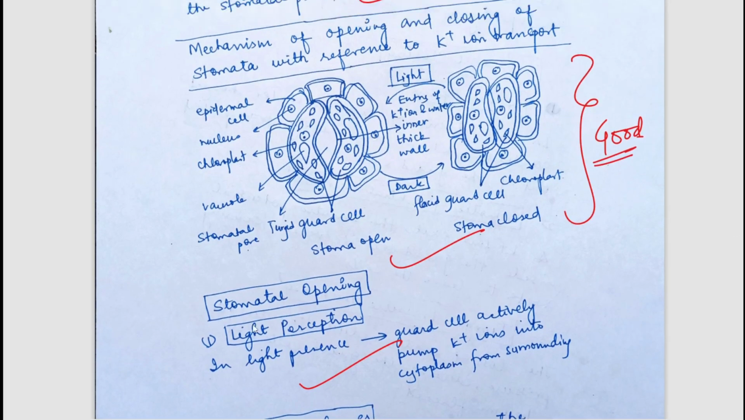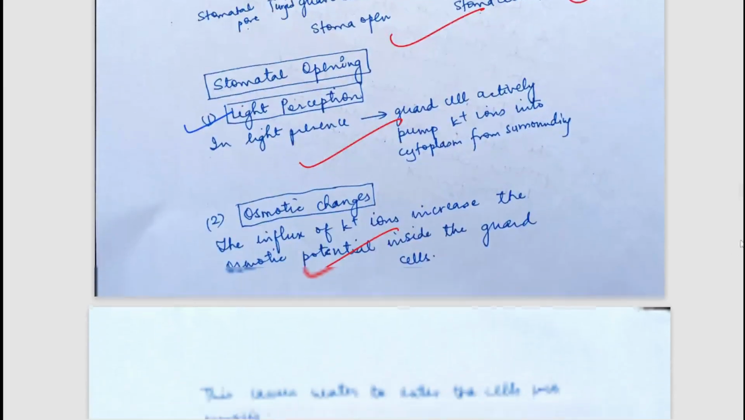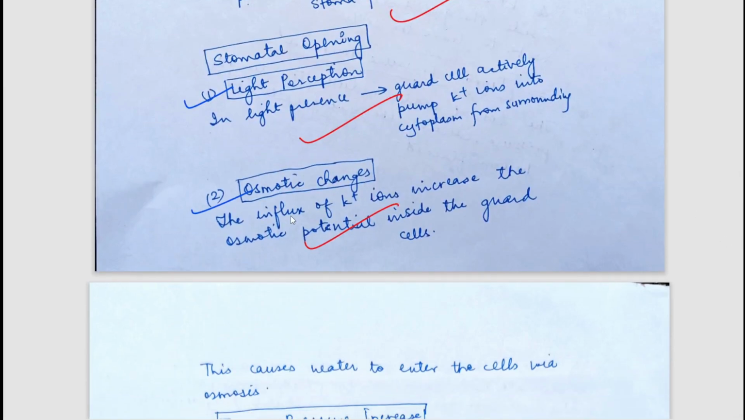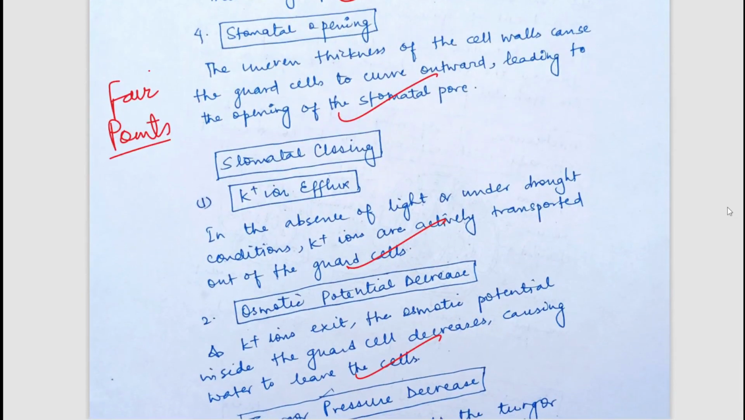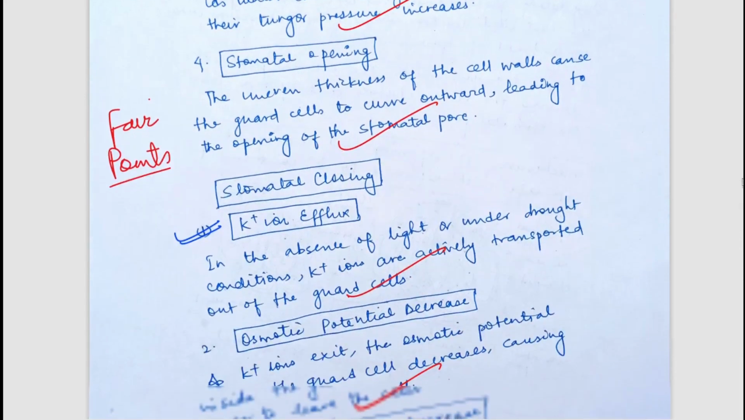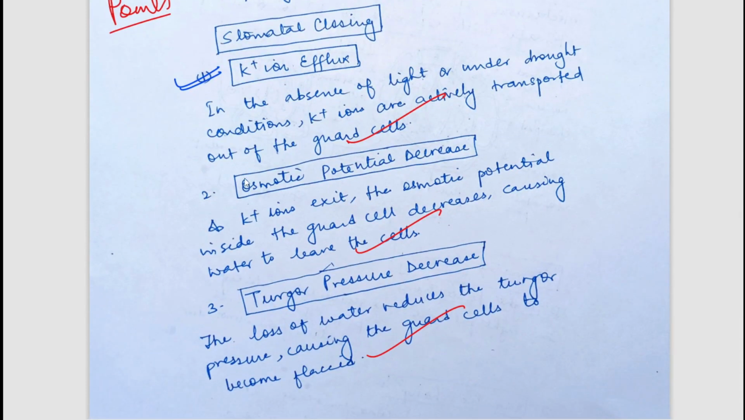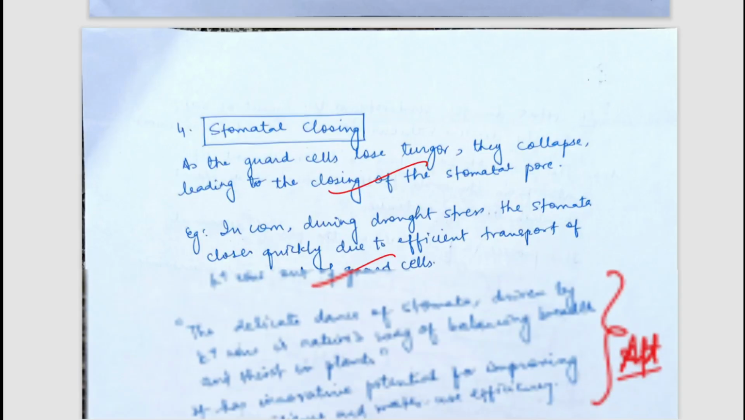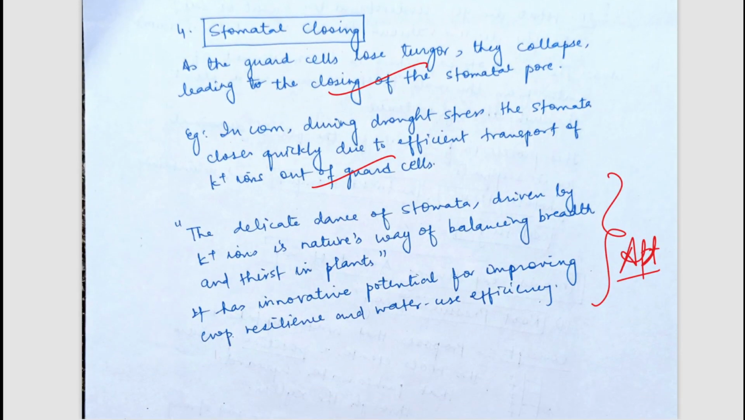Stomatal opening is dependent on certain things such as light perception, osmotic changes. That is, the influx of K plus ions increases the osmotic potential inside the guard cells, which leads to stomatal opening. And K plus ion efflux leads to stomatal closing. So all the things have been mentioned. You can see in stomatal closing there is K plus ion efflux. If you want to read it in detail, you can pause the video. Again, you can see that osmotic pressure was increasing in opening, and in closing the osmotic pressure is decreasing. So a very well written answer, and again appropriately concluded.